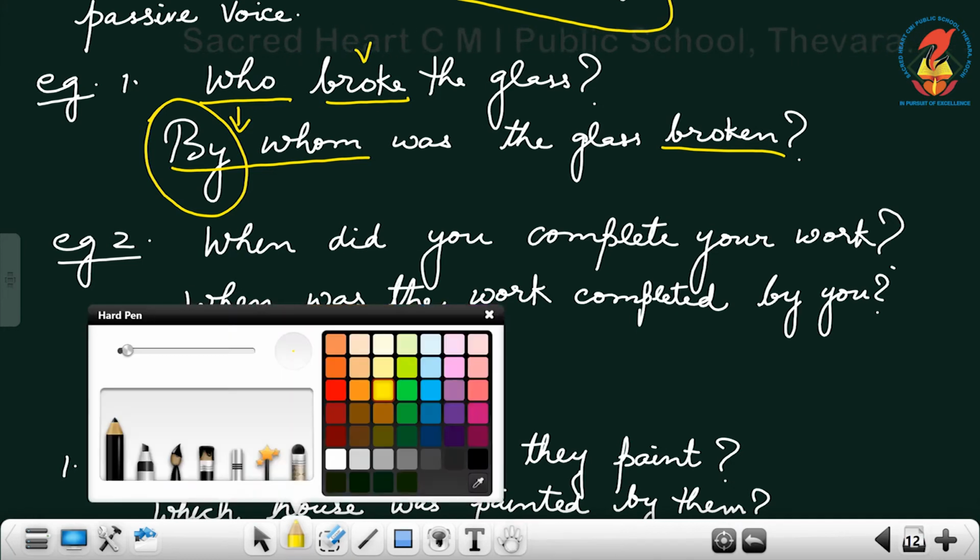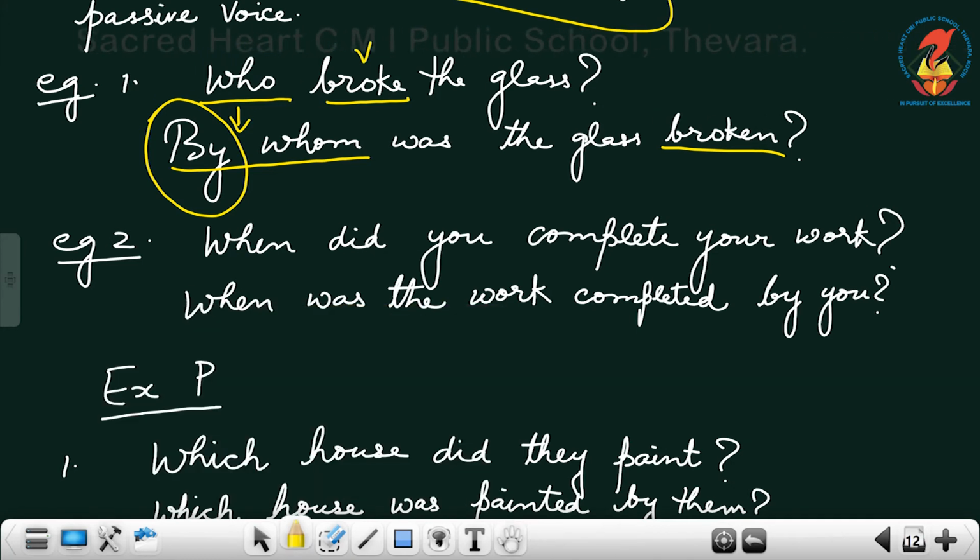In the next example, let's see. "When did you complete your work?" The interrogative word is retained as such. So when is as such. "When was the work completed by you?" Again the preposition by is there.